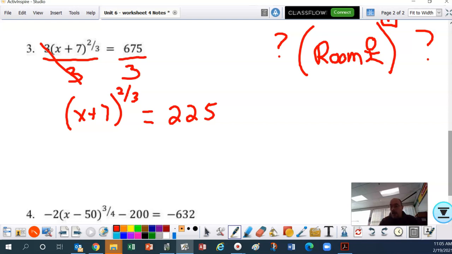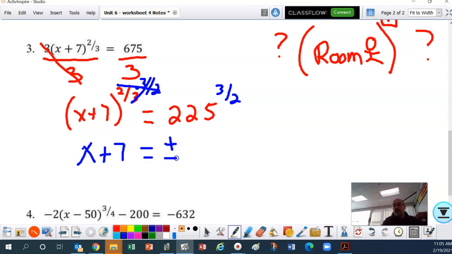Now I can unlock the door. To unlock the door, ladies and gentlemen, we're going to do the reciprocal. So now I'm left with the x plus 7 on the left. I need to put a positive negative down. And let's see, 225 to the 3/2 power. Again, I'm just going to use my handheld. It goes a little quicker. Is 3375.